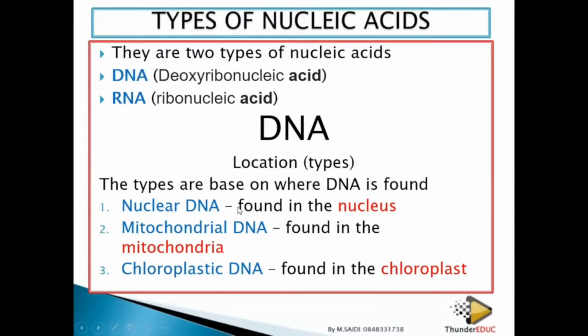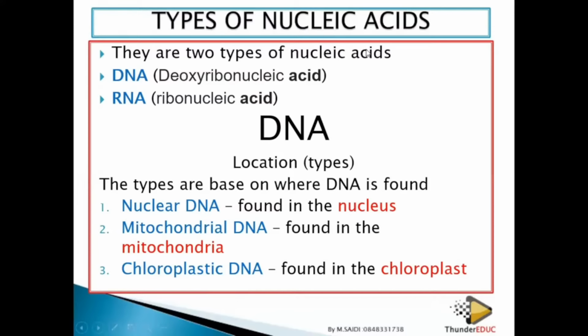So we have nuclear DNA found in the nucleus. You have mitochondrial DNA, which is found in the mitochondria, and then you have chloroplastic DNA from the chloroplast. So the type of DNA will depend on where it is found. Nuclear DNA and mitochondrial DNA are found in both plants and animals. While chloroplastic DNA, because the chloroplast makes the plant look green because of its component, chlorophyll, is only found in plants or other green organisms.